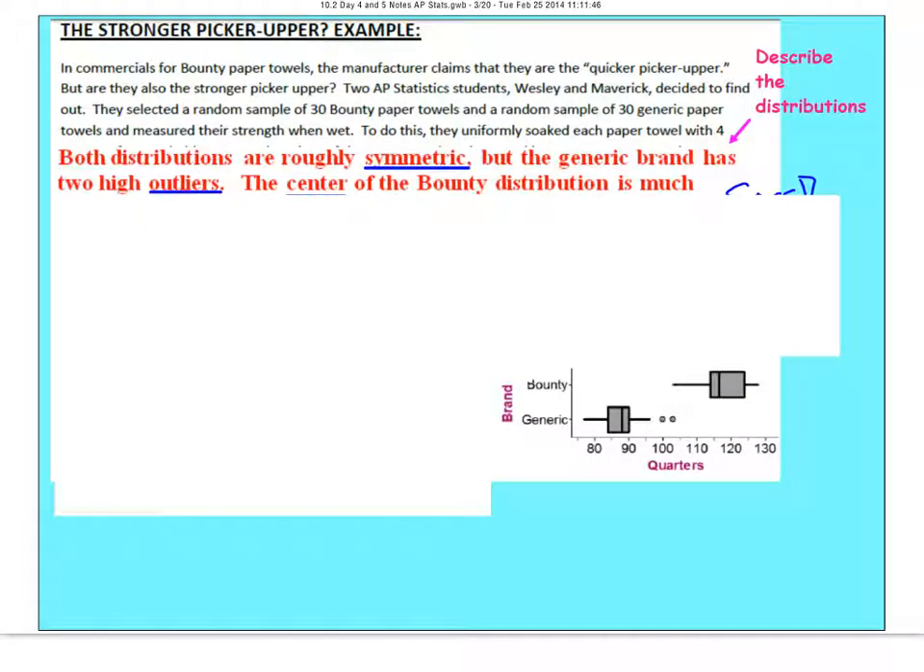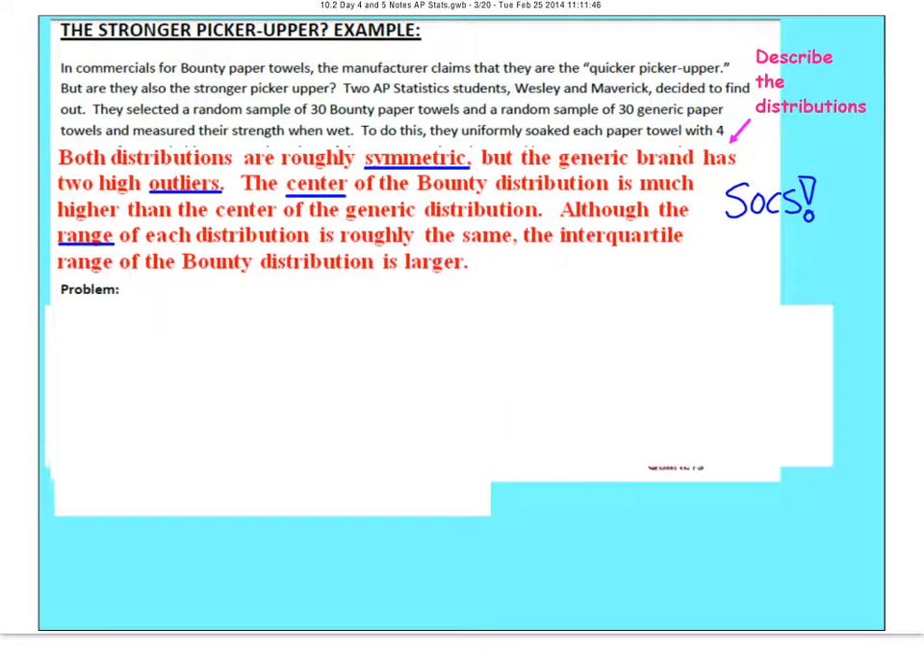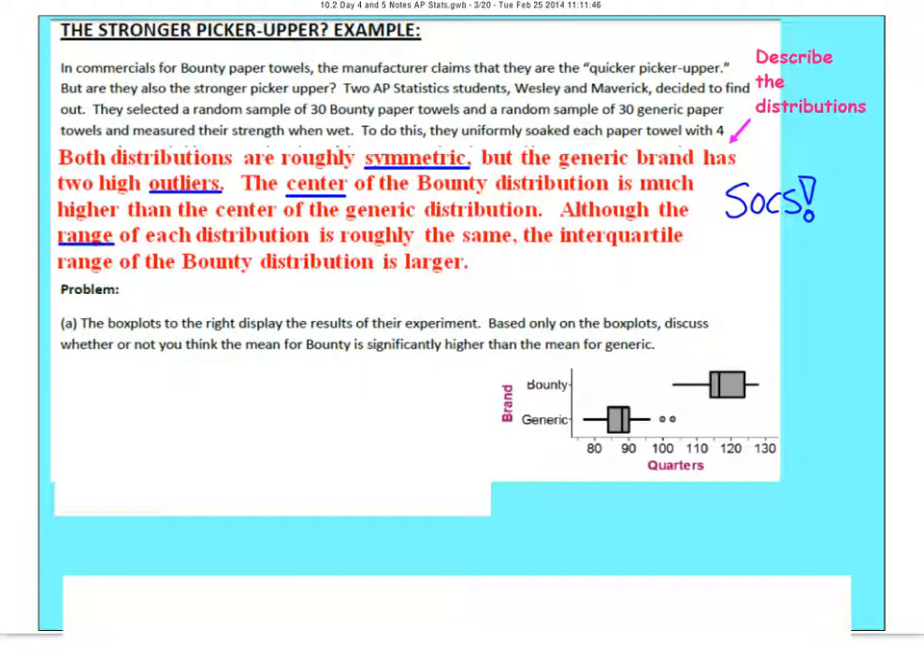Now, in terms of the center, what do we see? The center of the Bounty distribution is much higher than the center of the generic distribution. We clearly see that in the means. Now, although the range of each distribution is roughly the same, if you compute the range, max minus min, of both, it's about the same. The interquartile range for the Bounty distribution is quite a bit larger. Remember, the box itself shows us the interquartile range.